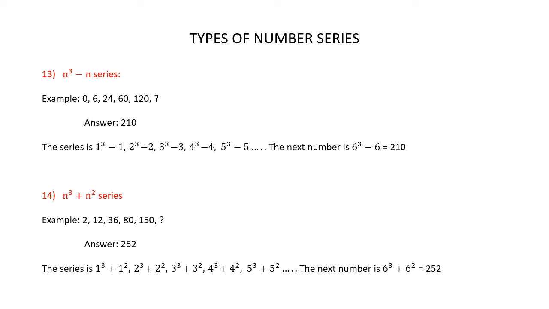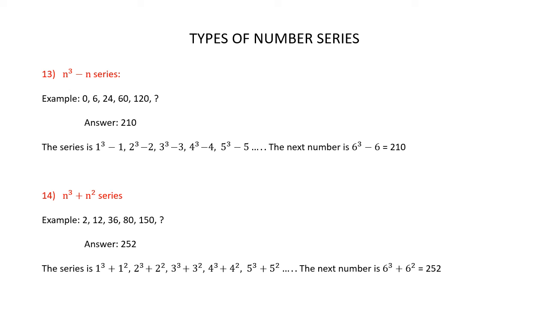That is, 1 cubed minus 1 is 0. 2 cubed minus 2 is 6. 3 cubed minus 3 is 24. 4 cubed minus 4 is 60. 5 cubed minus 5 is 120. So the next number is 6 cubed minus 6, which is 210. So the answer is 210. This is an example for n cubed minus n series. Hope you understood this.